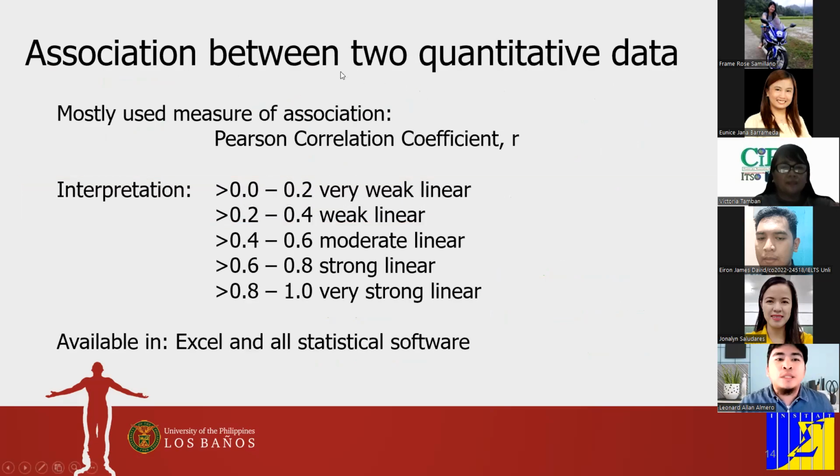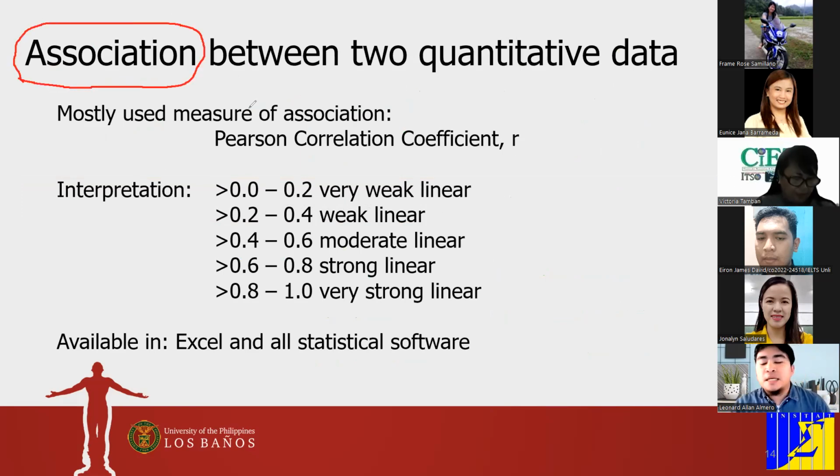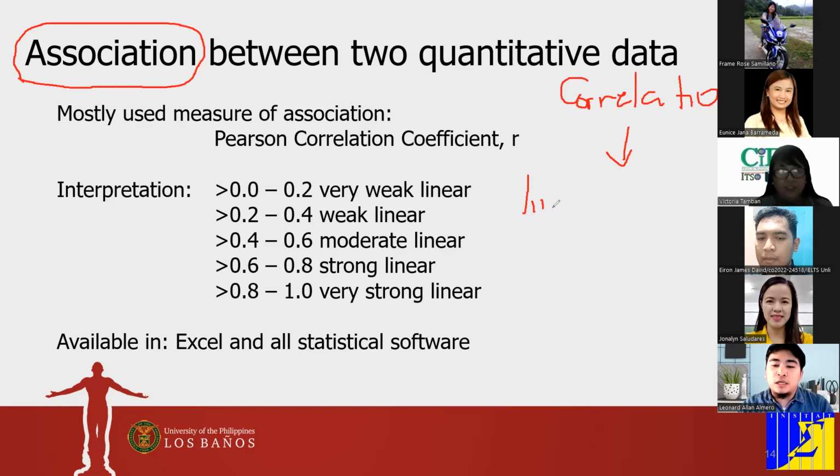So let's start with the association. You will also notice that I use the word association. Okay po? Pag sinabi po kasing association, ito yung relationship between two data. Now, pag sinabi pong correlation, ang correlation po, ang minimeasure niyan ay linear association.